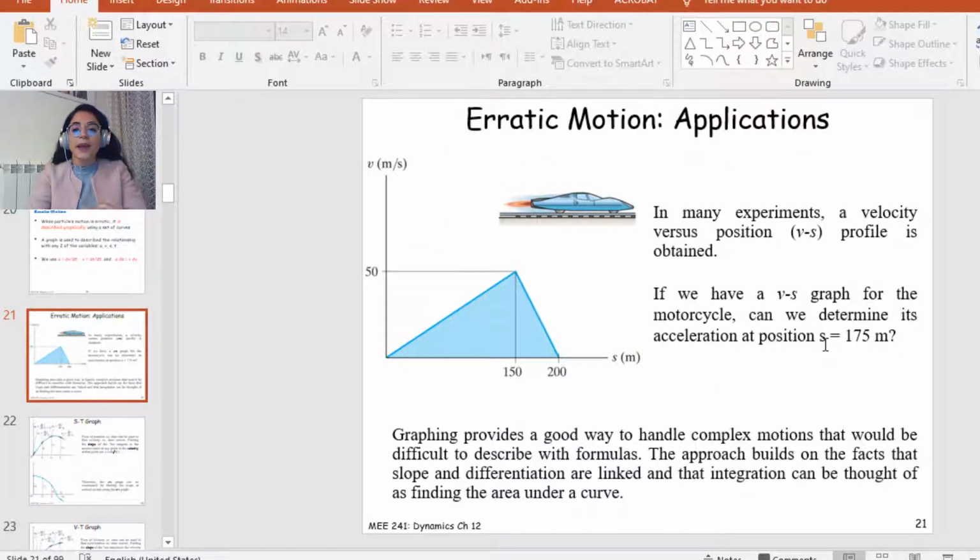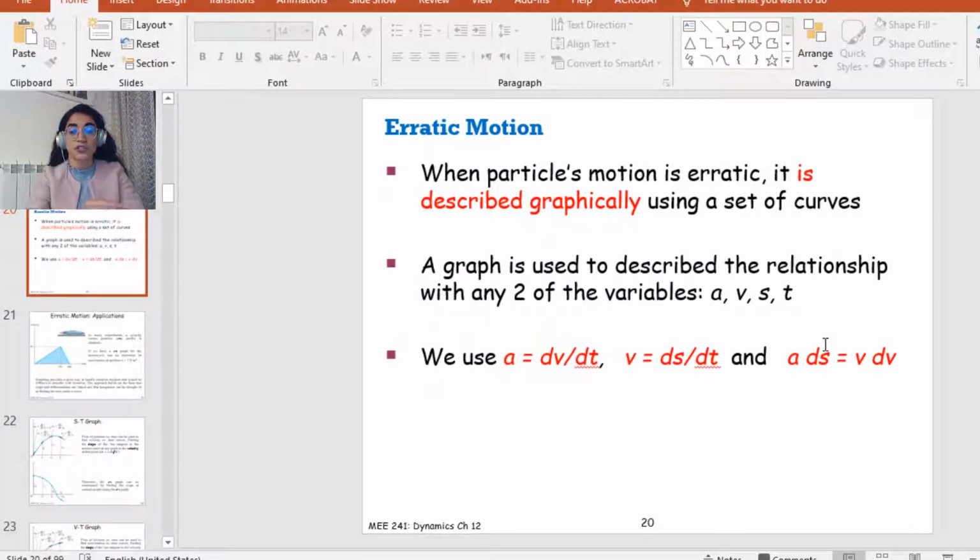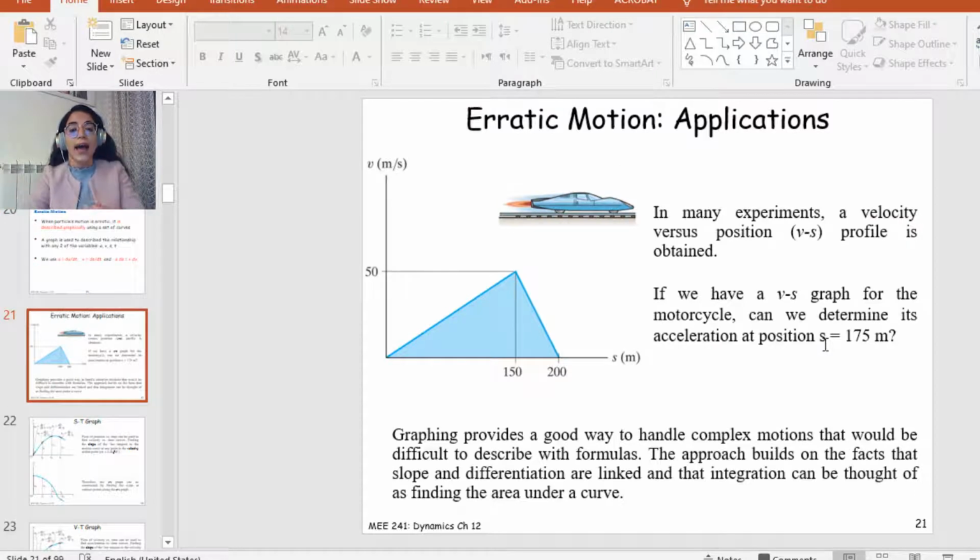So guys, in many experiments, a velocity versus position profile is obtained, right? So here I don't have a velocity versus time. I have, for example, the velocity versus s. So what do you think, guys? From this graph, can I find what is the acceleration at a certain position? For example, can we determine the acceleration of this motorcycle represented in this graph at a position s equal to 175 meters? In fact, yes, using one of these equations, which is the independent equation of time, a ds = v dv, I can find the acceleration.